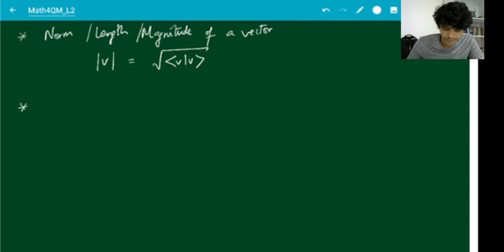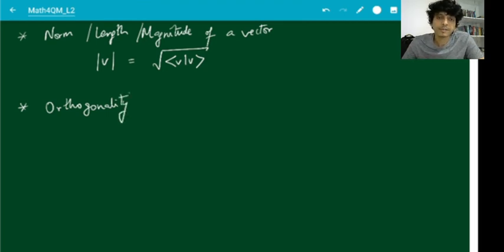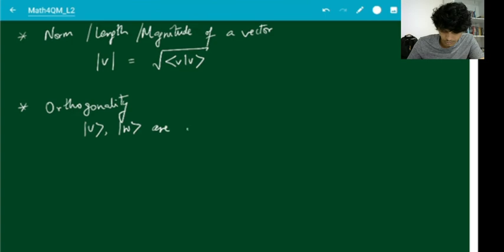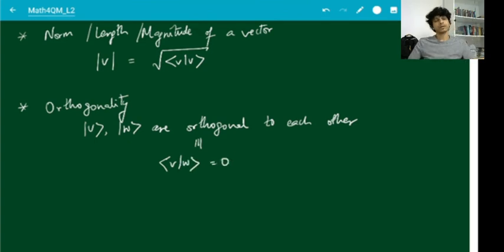The second definition is the definition of orthogonality. Orthogonal means the two vectors are perpendicular to each other. We say that v and w are orthogonal to each other if their inner product is 0. So any two vectors whose inner product is 0, you will say they are orthogonal to each other. Okay.